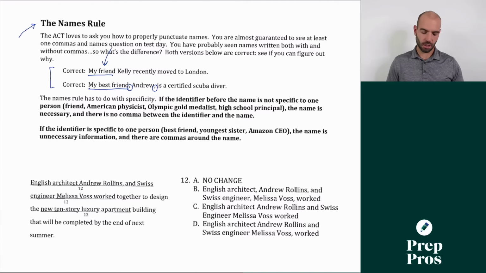Well, how many English architects are there? There's a bunch of English architects, so no commas. How many Swiss engineers are there? Well, there's a bunch of Swiss engineers, so no commas. Once you know the rule, it makes these super easy.